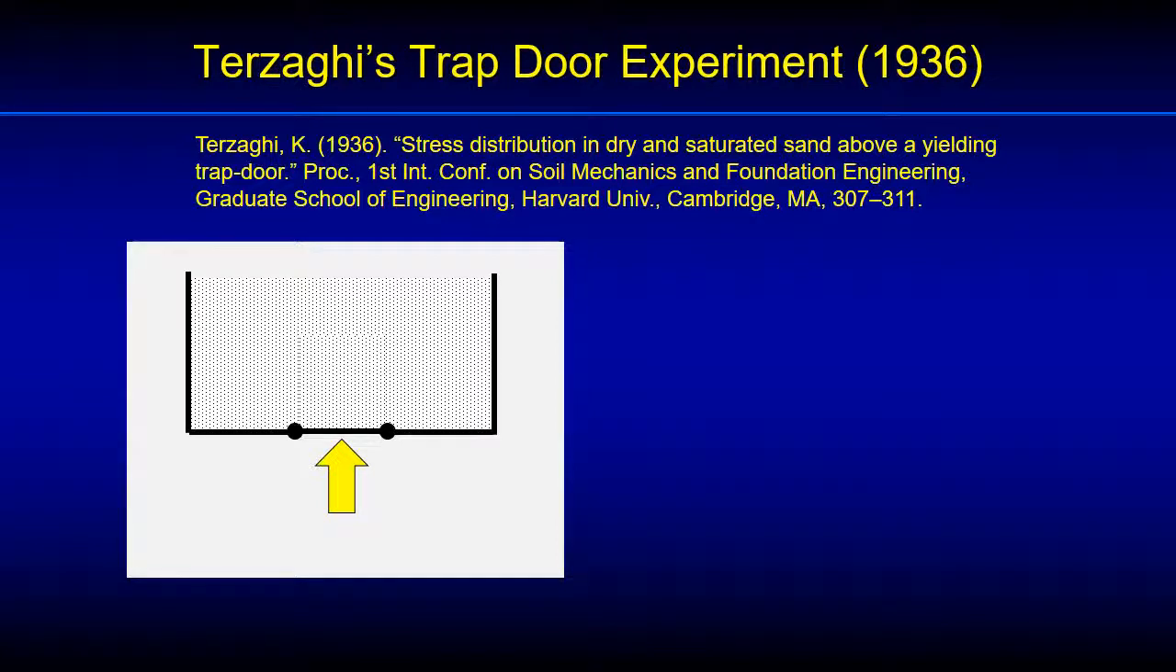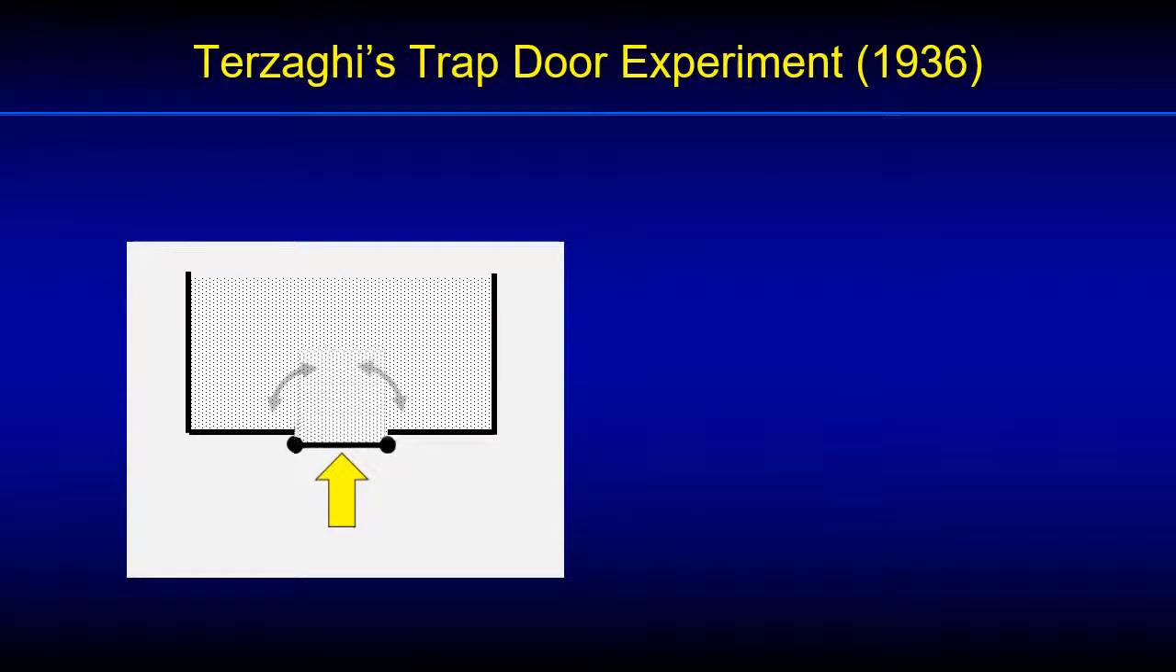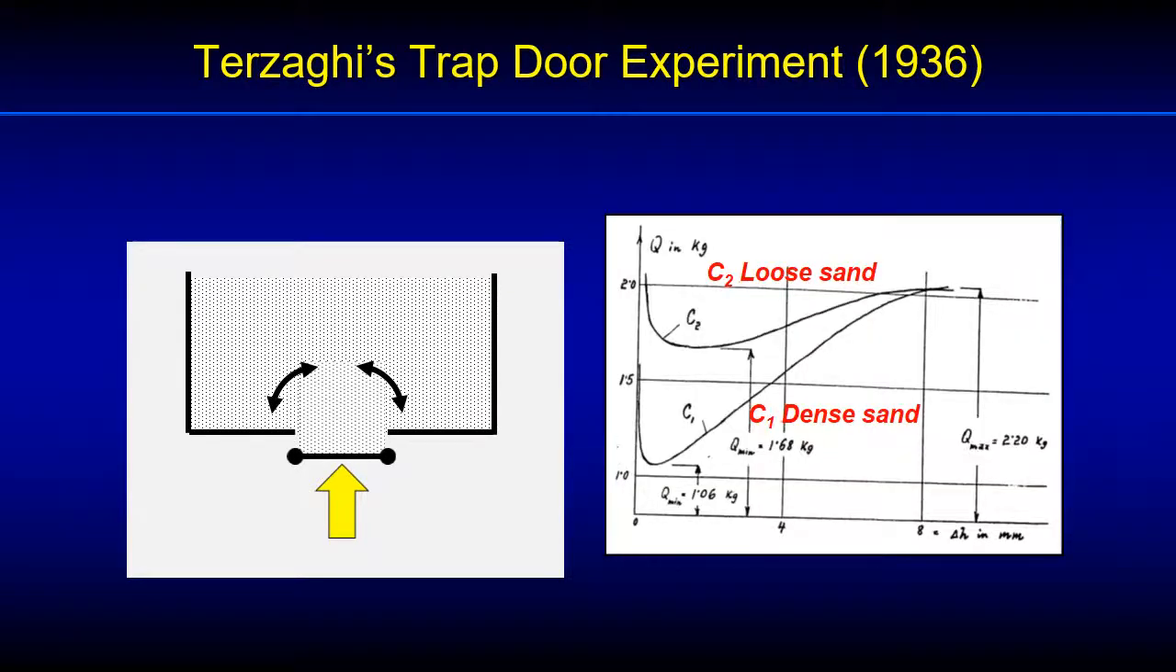Terzaghi described his trapdoor experiment, in which he slowly allowed a trapdoor to open in the bottom of a sand-filled box while measuring the force that the sand exerted on the trapdoor. As the door was lowered, the force from the soil diminished until a minimum value was observed, and Terzaghi attributed this reduction to the effect of arching of the sand above the door. He showed data and explained how the arching phenomenon resulted in even lower forces on the door for dense sand than for loose sand.